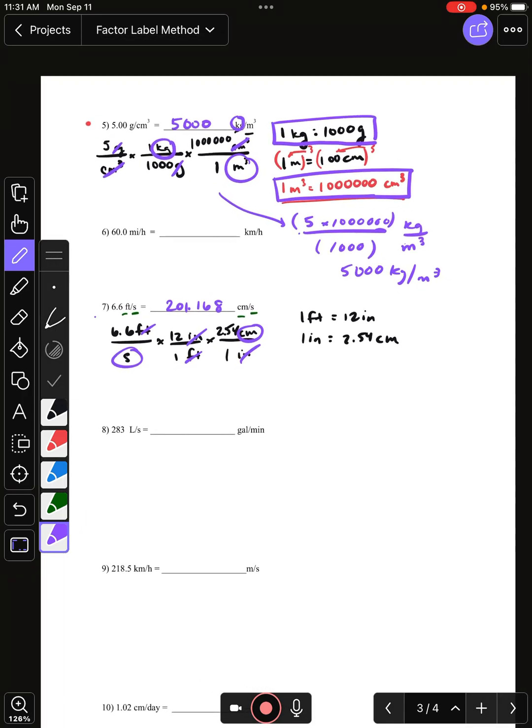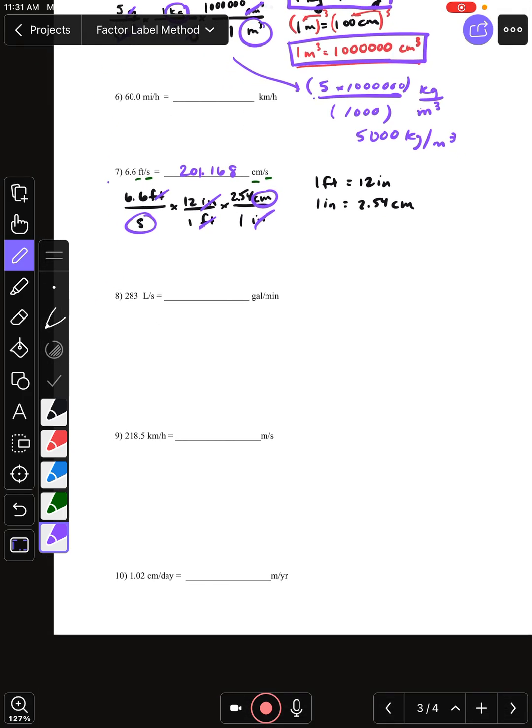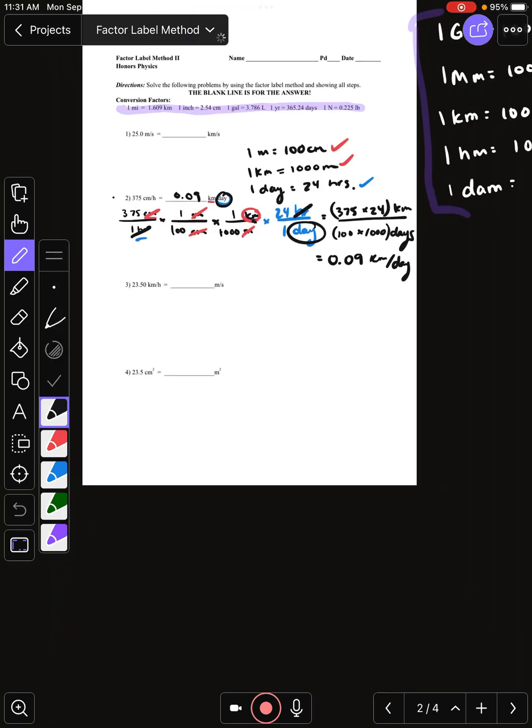Okay, let's do miles per hour to kilometer. You know what? Let's do number 8. Liter per second, gallons per minute. So I have no idea how many liters are in a gallon. Maybe you do. But before I do that, I'm going to write my number as a fraction, 283 liters per second. I need to go from liters to gallons, and then I need to go from seconds to minutes. Now, I do know that every 1 minute equals 60 seconds. So I'm going to write that one down. But I'm going to see if the teacher gave me anything. Liters to gallons. Oh, yes, she did.